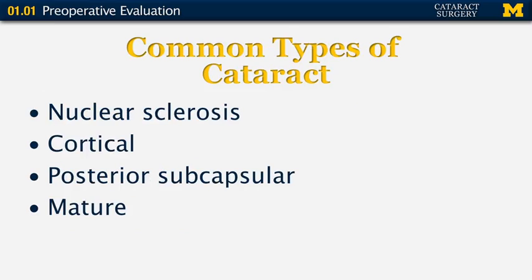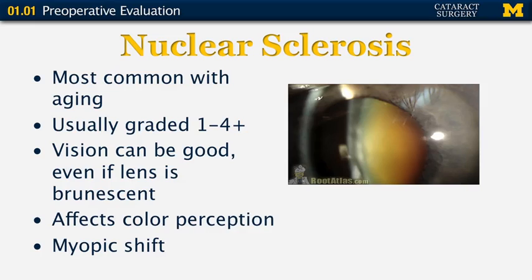There are many types of cataract. The four that I'll just mention here are nuclear sclerosis, cortical, posterior subcapsular, and mature. A nuclear sclerotic cataract is the most common type seen with aging. I think almost everybody by age 70 does show some nuclear sclerosis in the lens of the eye.